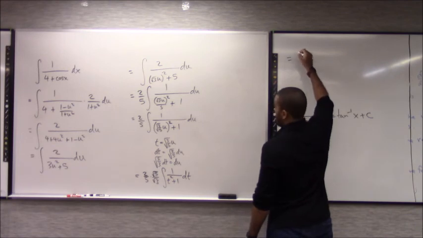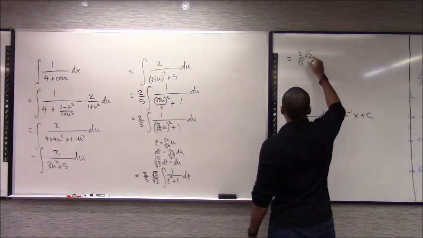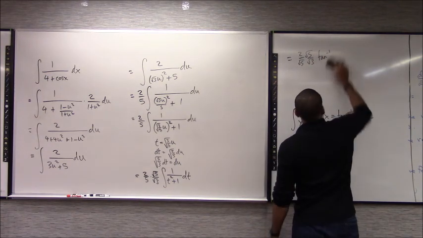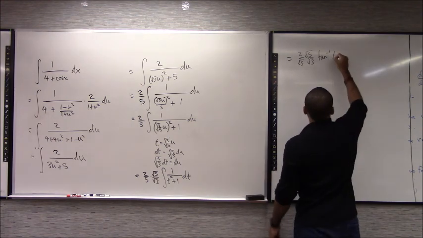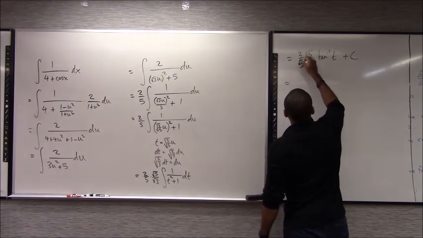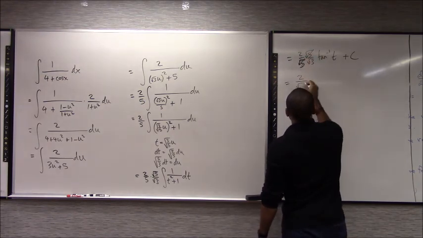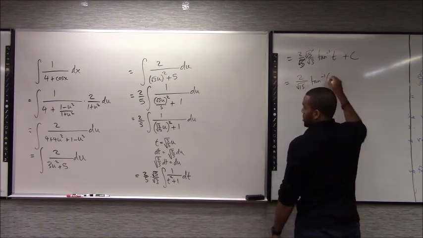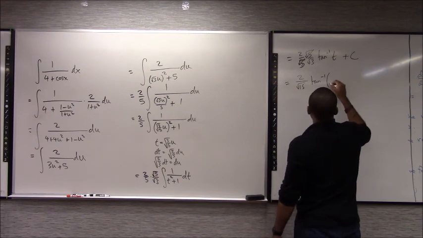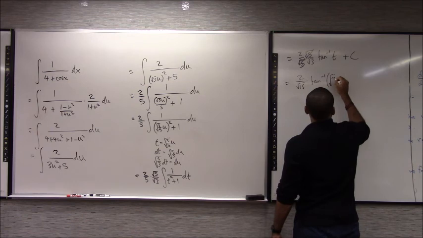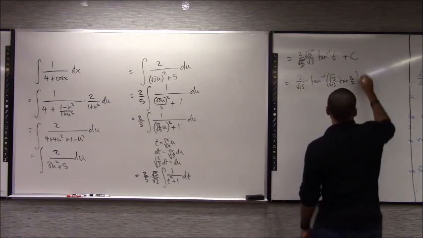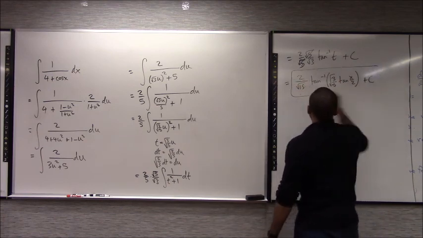At the end of the day, you would end up with 2 over radical 5 over radical 3 times the tangent inverse. So this is actually a 5. But this would cancel into that, so you get 2 over radical 15 times tangent inverse of... well, technically it's radical 3 over 5u, but our u is actually tangent x over 2, because it's a Weierstrass substitution.